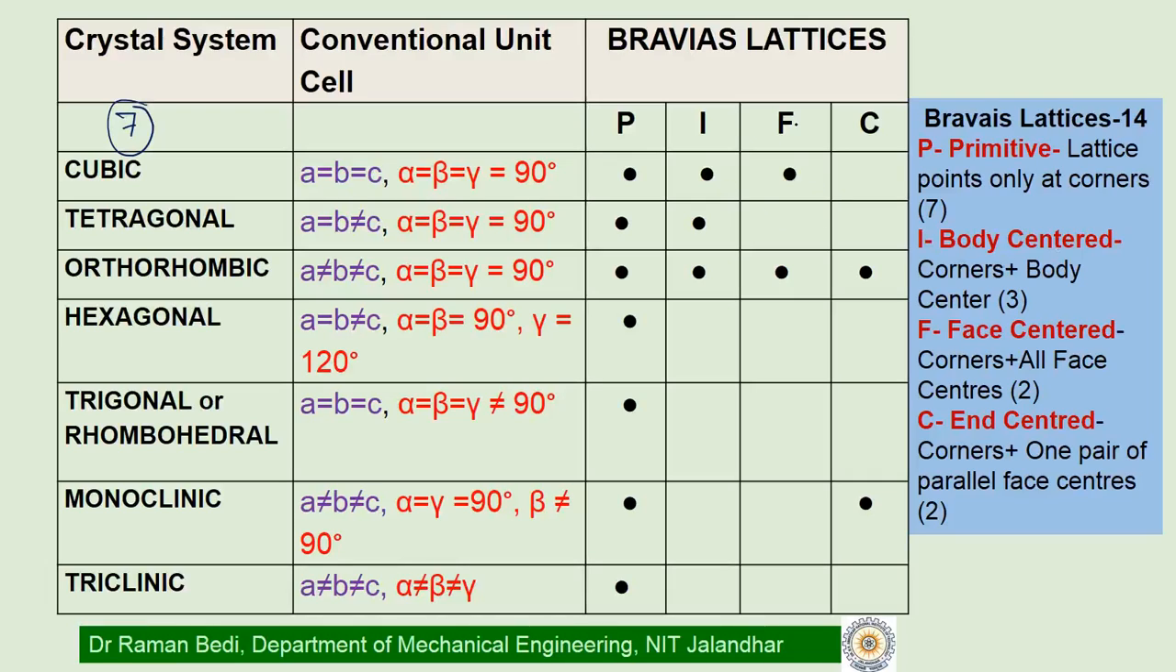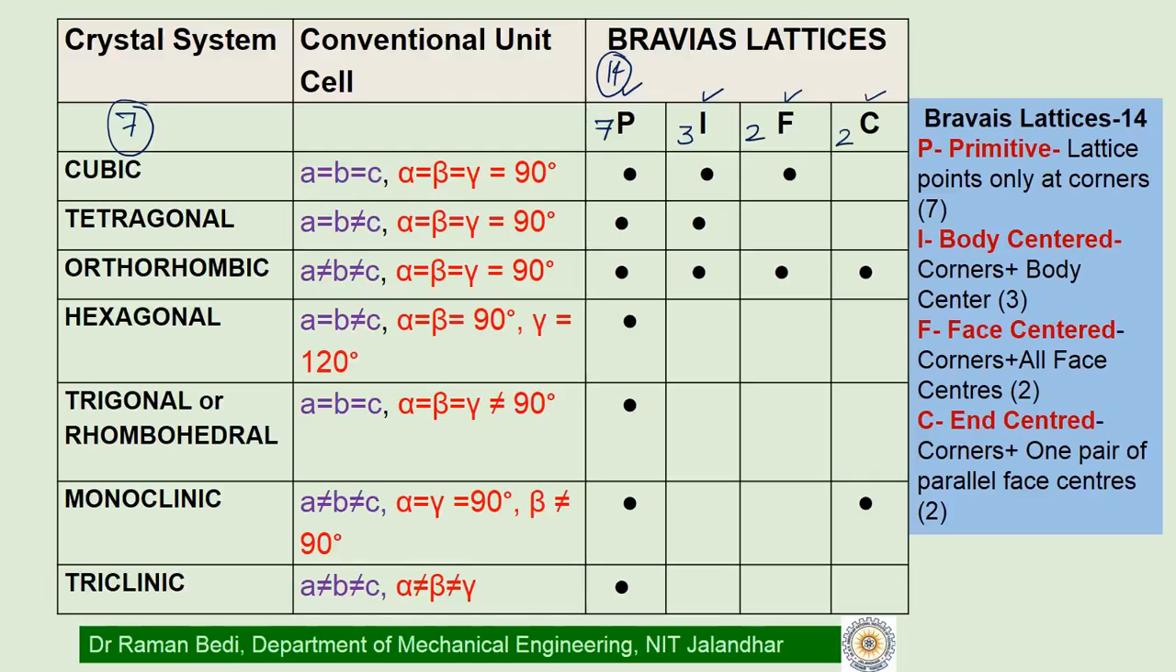So in these 7 crystal systems, we find that you can have primitive, body-centered, face-centered, and end-centered. And out of these 7 crystal systems, we create 14 Bravais lattices. These are 7, 3, 2, and 2.